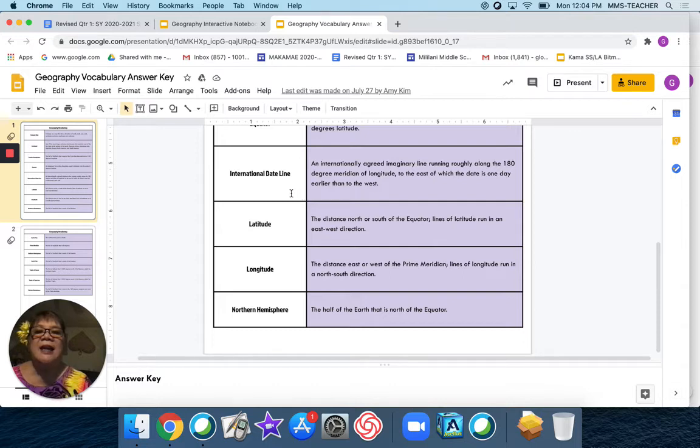International date line, an internationally agreed imaginary line running roughly along the 180-degree meridian of longitude, to the east of which the date is 1 day earlier than to the west. Latitude, the distance north or south of the equator. Lines of latitude run in an east-west direction.